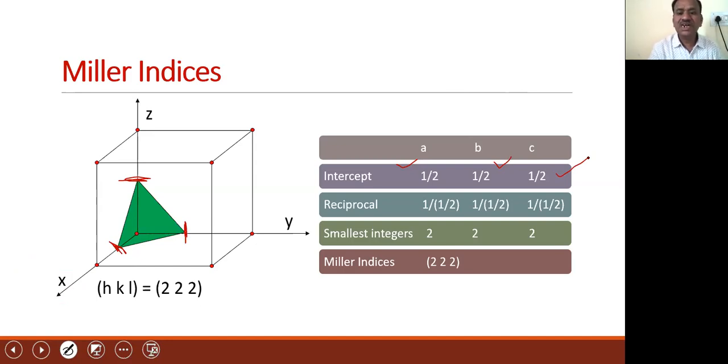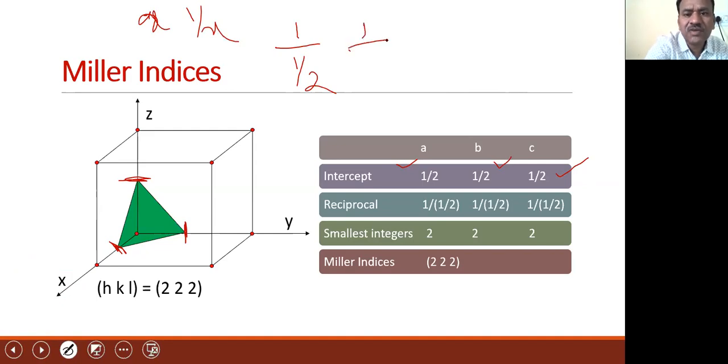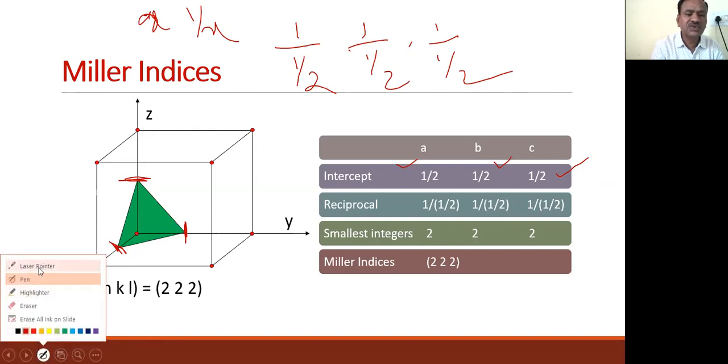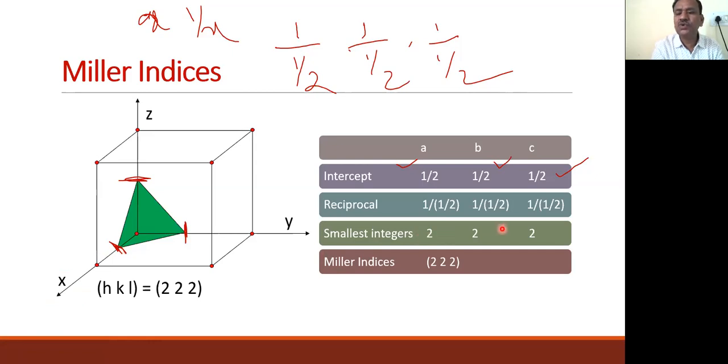What is the next procedure? Take the reciprocal of it. Reciprocal means 1 divided by 1 by 2. If x is there, what is the reciprocal? 1 by x. Similarly, this also is 1 divided by 1 by 2, the reciprocal. Then simplify it. The 2 goes to the numerator, so I have written 2, 2, 2. Then what are the Miller indices for this? It is 2, 2, 2.